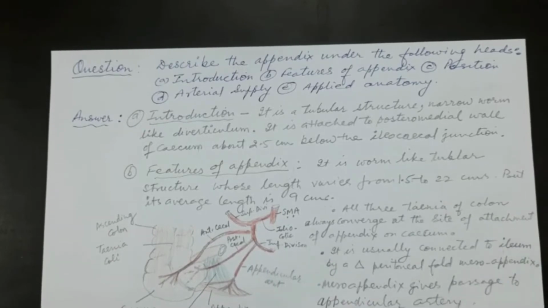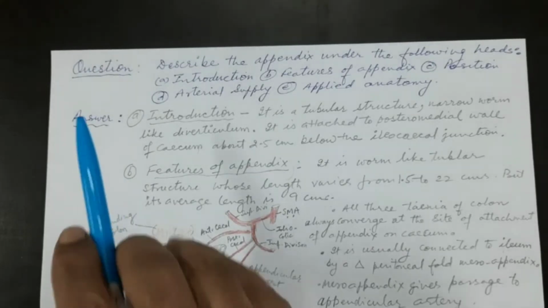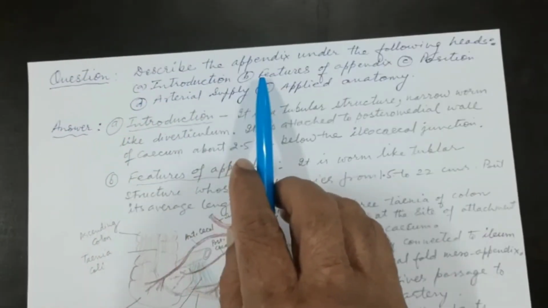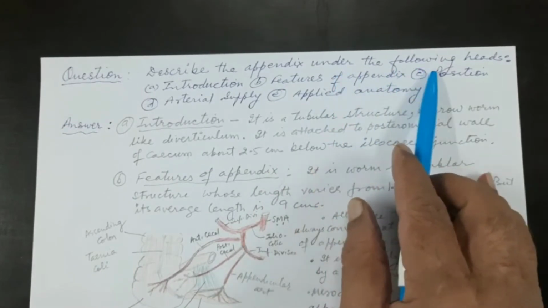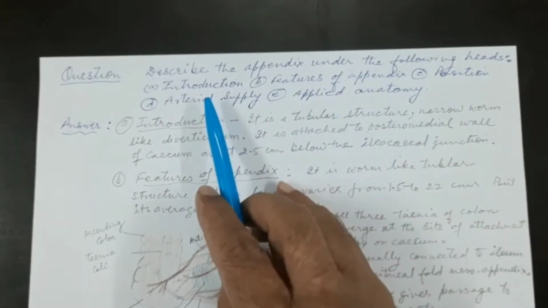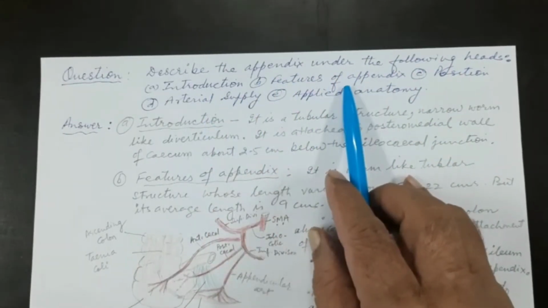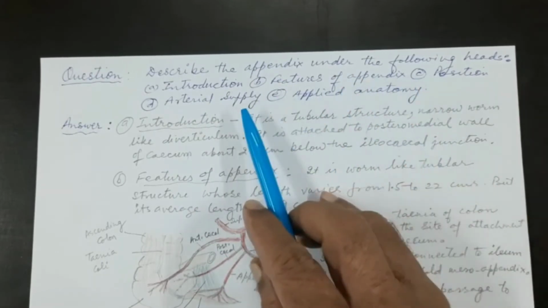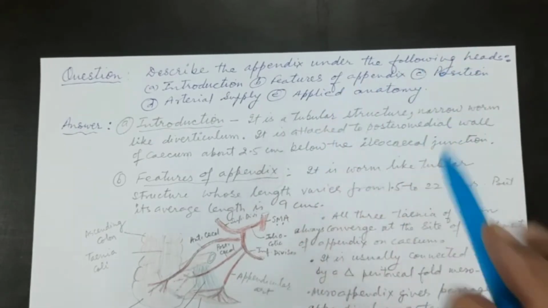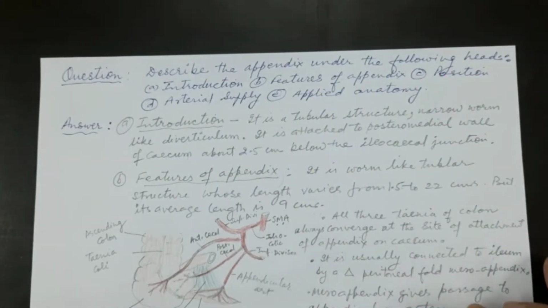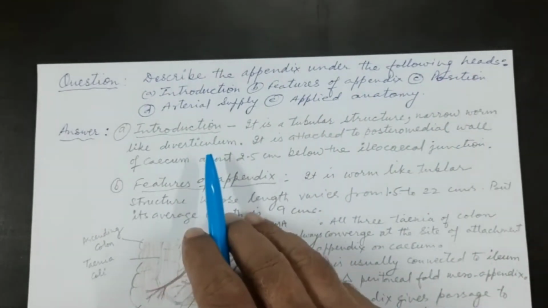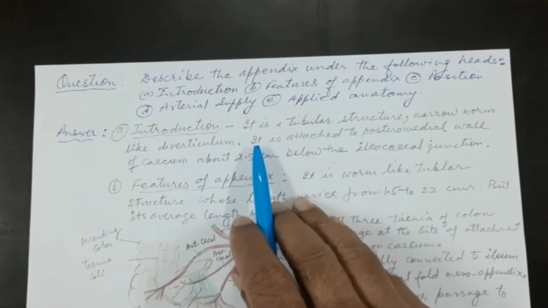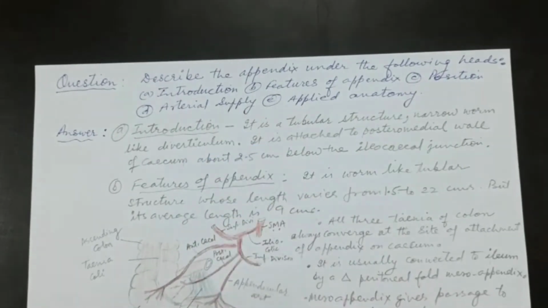Hello students, this is an important question on the appendix. The question reads like this: describe the appendix under following heads: introduction, features of the appendix, position, arterial supply, and lastly the applied importance. In introduction, you may write, to begin with the question, it is a tubular structure.